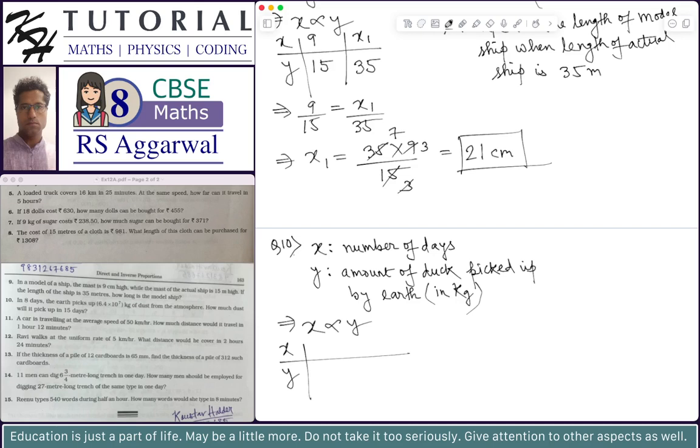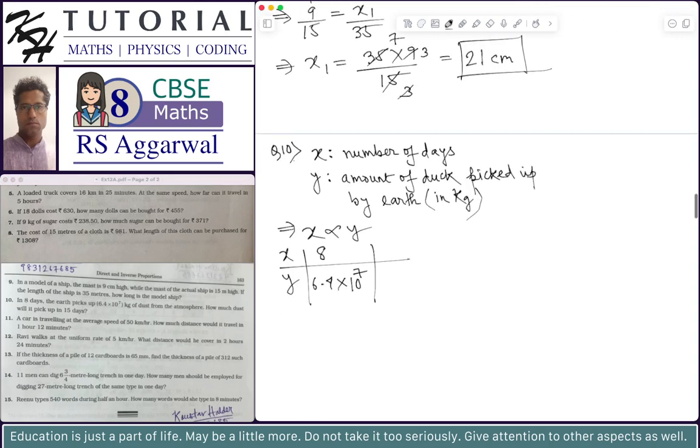So it is given that in 8 days, the earth picks up 6.4 into 10 to the power 7 kg of dust. So for the value of x we have 8, and for the value of y we have 6.4 into 10 to the power 7. Okay. Now the question is asking how much dust will it pick up in 15 days.